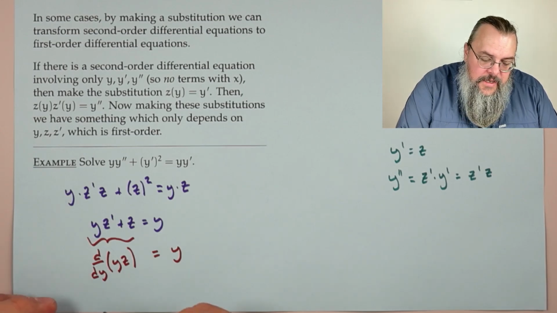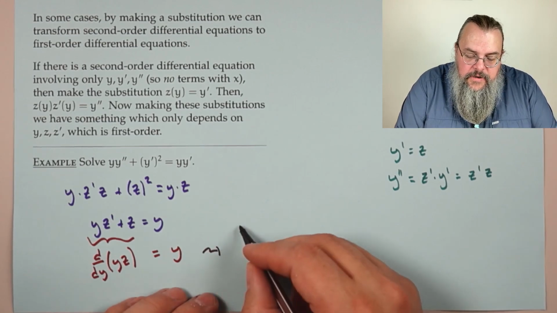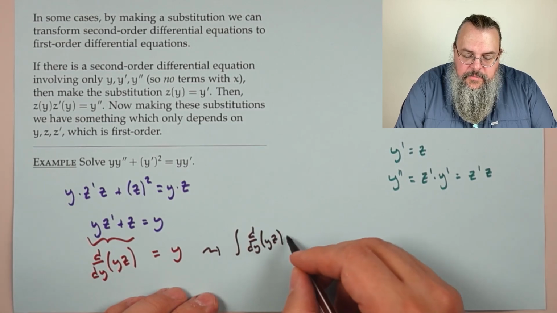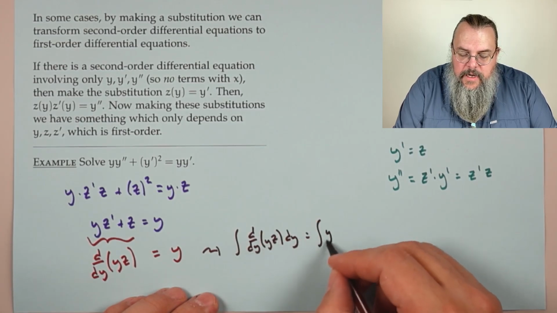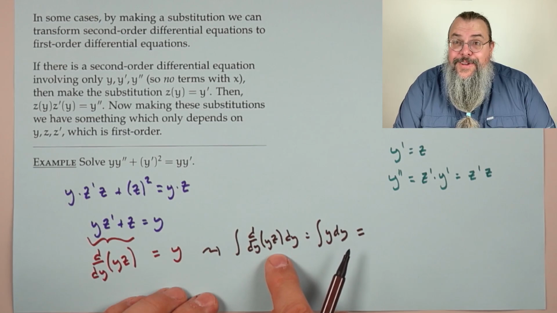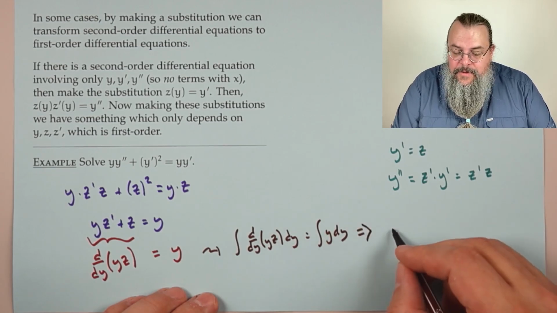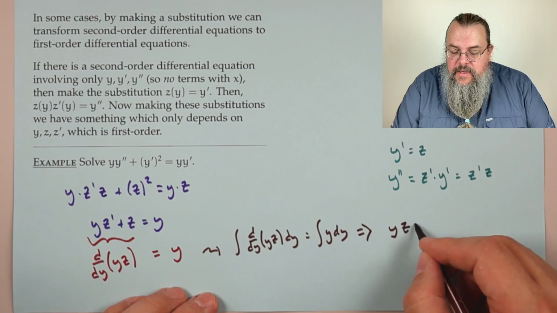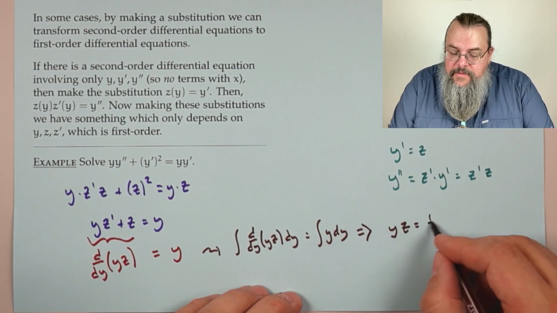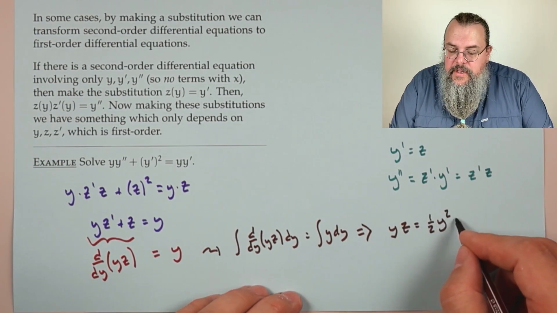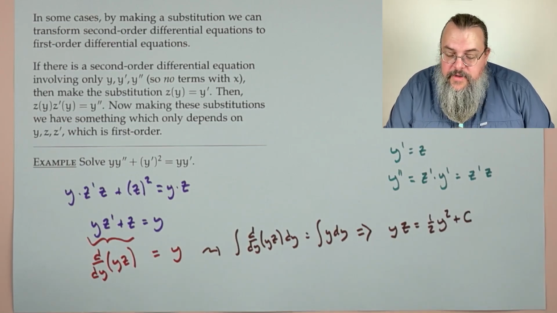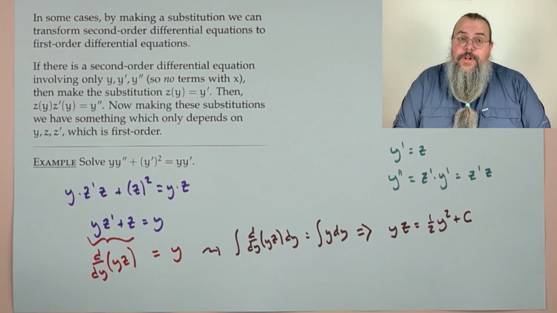And now we say, well, great. Now that we see that, we integrate both sides. So integrate the derivative with respect to y of y times z, with respect to y. And that's the integral of y with respect to y, which gives us, well, easy to integrate a derivative. So we have y times z is equal to, and over here we have 1/2 y squared plus some constant. All right, well, progress. Now, what happens next?